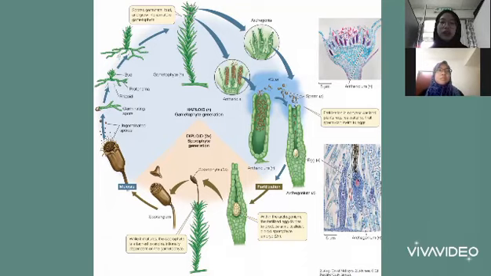It starts off when the gametophyte matures. It will produce flagellated sperm in the antheridia, which is the male gametophyte. When there is water, the sperm will swim into the archegonium, which is the female gametophyte, to fuse with the egg. Then it forms a diploid zygote. Then the diploid zygote becomes a diploid sporophyte embryo. This happens in the archegonium.